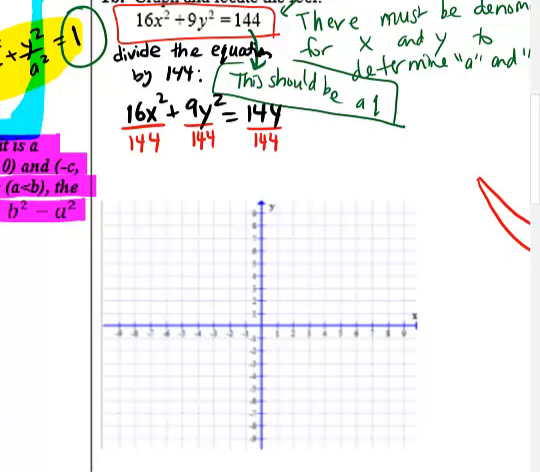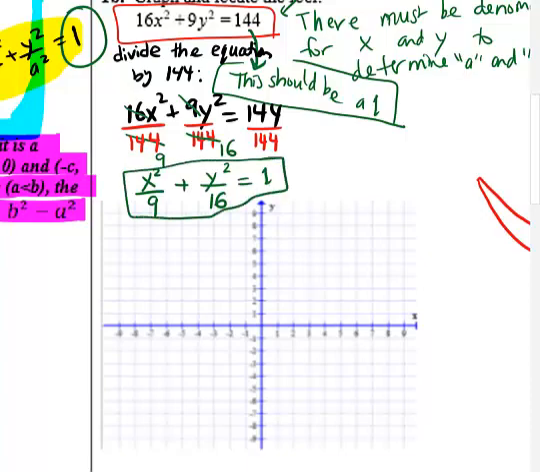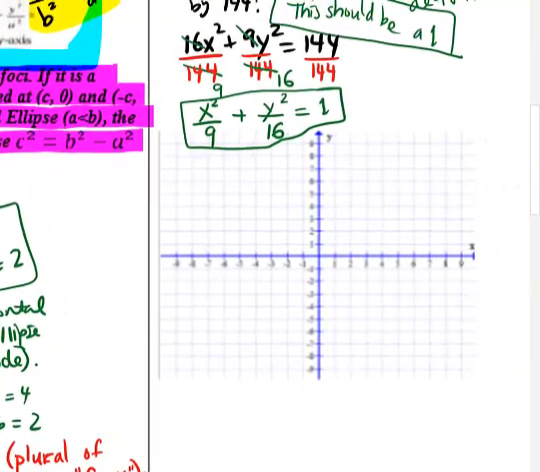Alright, there we are. I think the first term reduces. I think 16 goes into 144 9 times. Is that right? That would be x squared over 9 plus, and similarly 9 goes into 144 16 times. So that becomes y squared over 16 equals, and of course 144 divided by 144 is 1. So this is really the equation. That looks a lot more like the one we saw before.